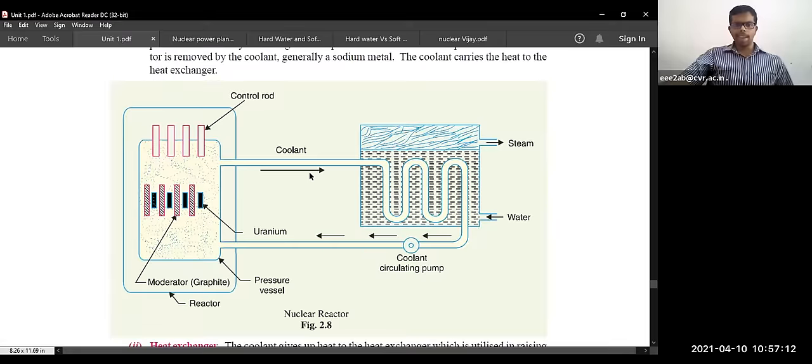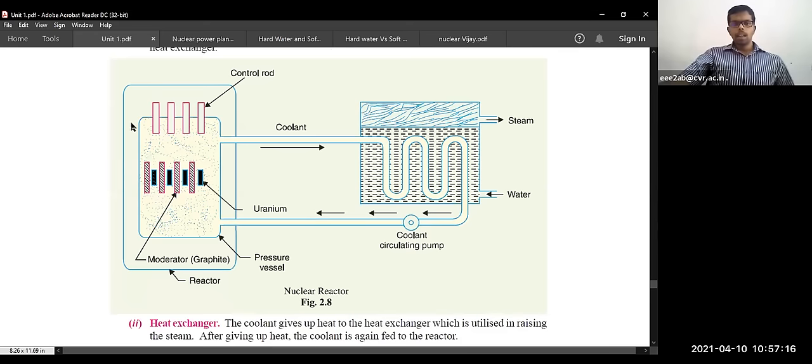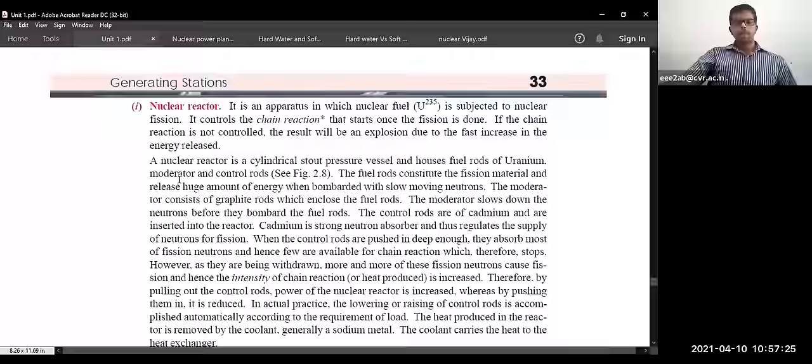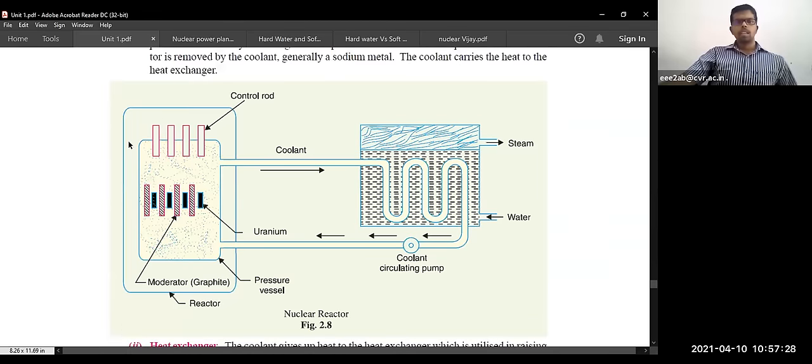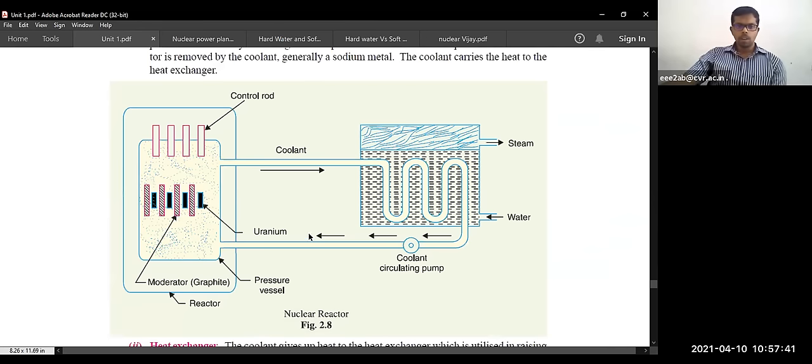Coming to the nuclear reactor. In this picture you are seeing the nuclear reactor, this part alone, separately. This is the pressure vessel. This is the whole nuclear reactor. Inside it, these are the fuel rods. The black color you are seeing is the fuel rods, that is, uranium-235 fuel rods.